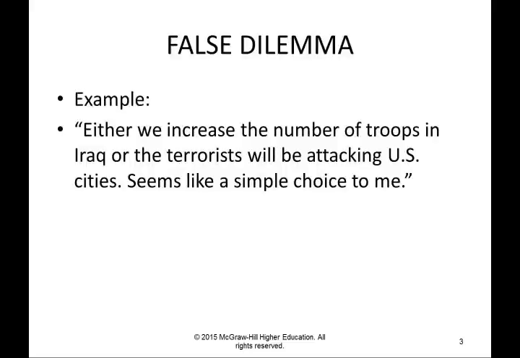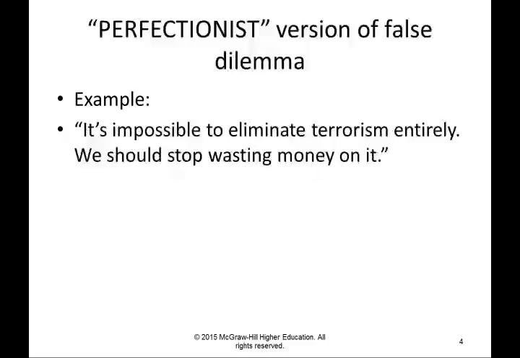Here's another example. Either we increase the number of troops in Iraq, or the terrorists will be attacking U.S. cities. Seems like a simple choice to me. Here again, false dilemma. Those are the two choices. That is a dilemma, but it's not genuinely a dilemma because there are other alternatives. This is presented to us as though we only have two options, and in fact, we do not have only two options. There are many more. False dilemma.